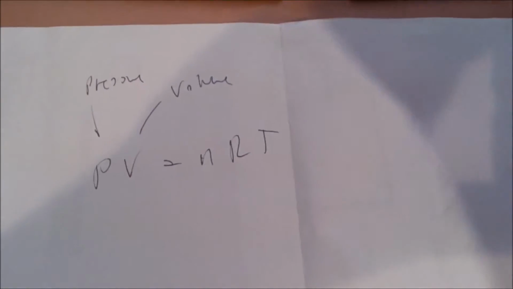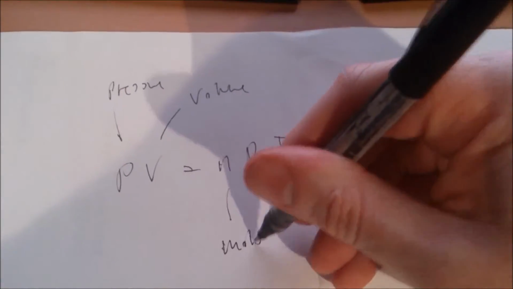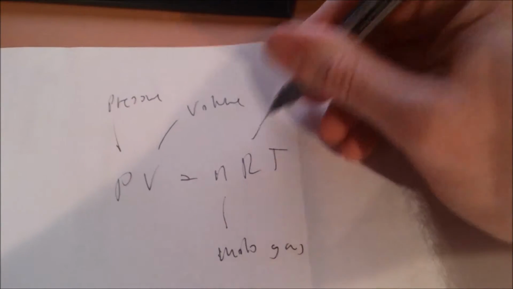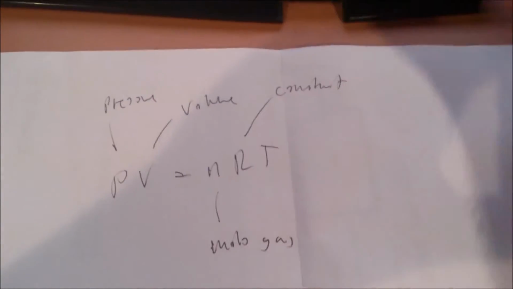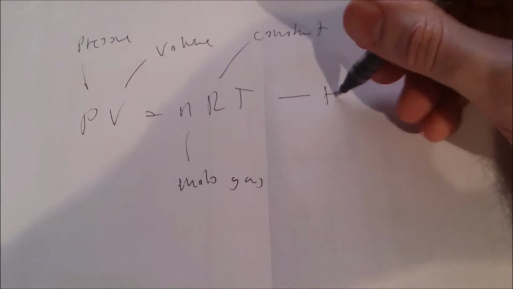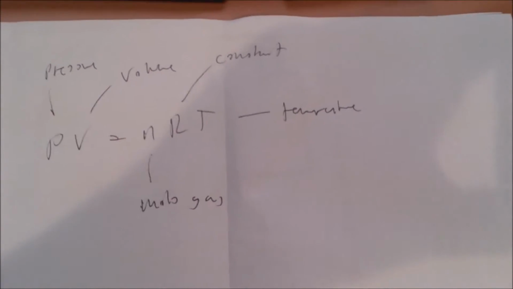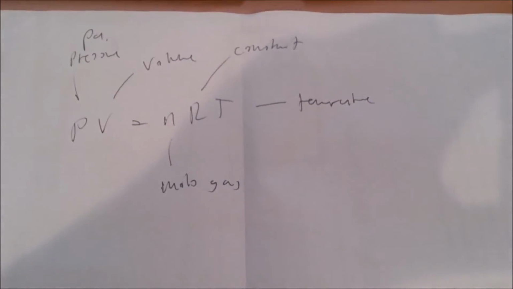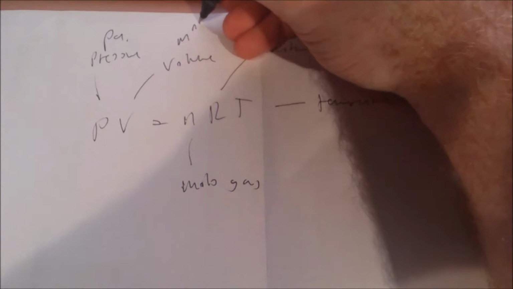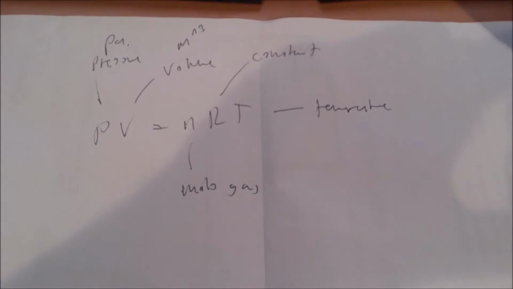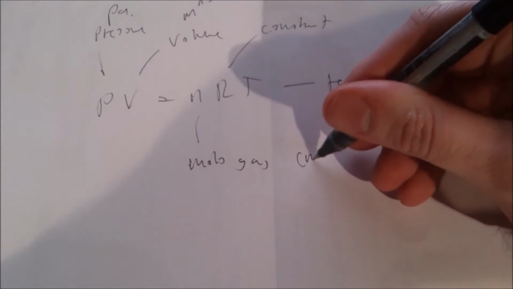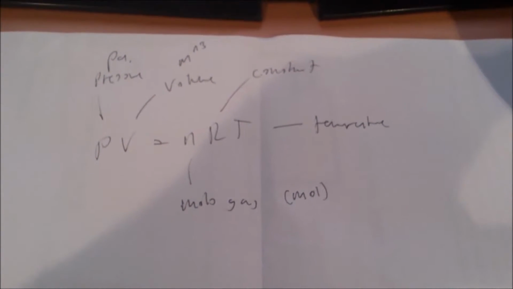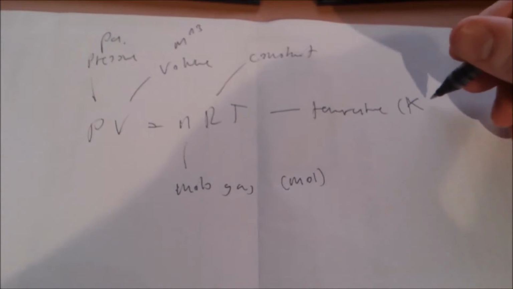This is where P is pressure, V is volume, n is moles of gas, R is a constant called the ideal gas constant, and T is temperature. Now the units of these: pressure is in pascals, volume is meters cubed, the moles of gas is in moles. The temperature is in Kelvin rather than degrees C.